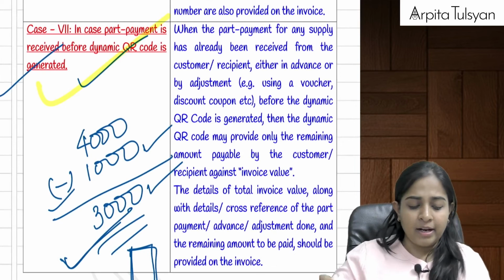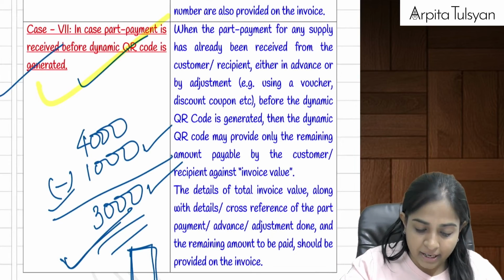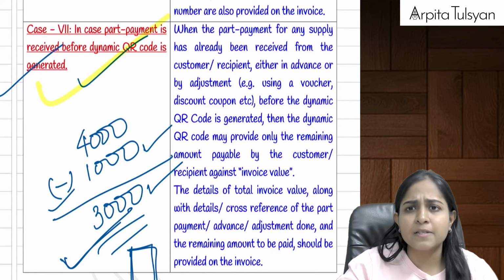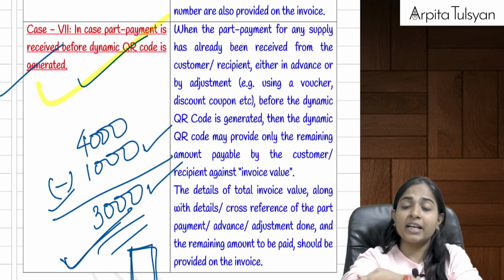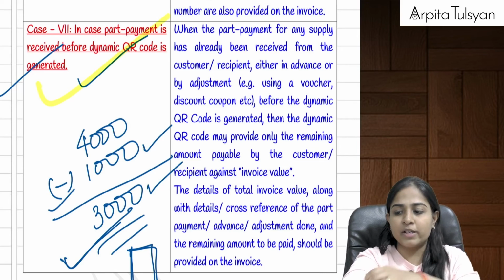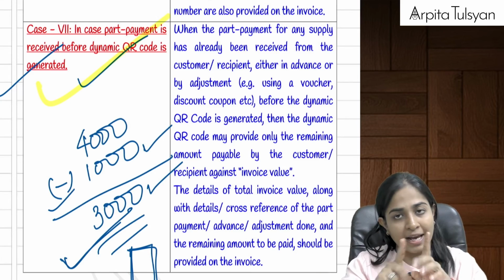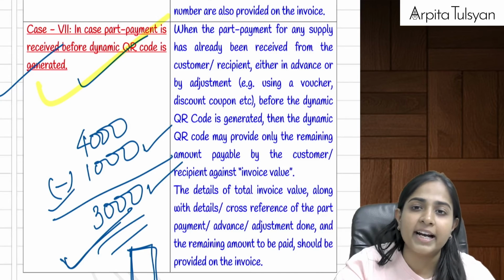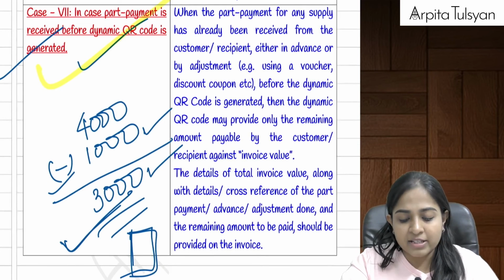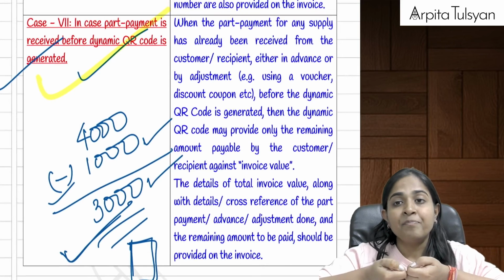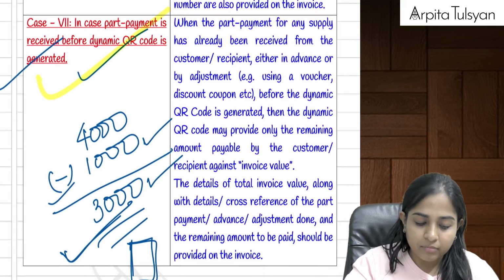And the last one, suppose part payment, if you have already done your part payment, maybe by way of advance money or maybe by way of using any voucher, discount coupon, etc., before the dynamic QR code is generated, then in such a case, they will have to provide you a dynamic QR code after deducting the discounts. Means after discounts, whatever is the left out amount, only if you scan, then you should see the balance amount which is payable. Are you clear with this?